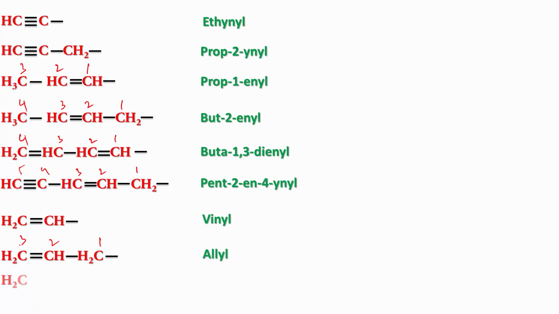What would you call this one? You would call it 1, 2. So you would say 1-methylethenyl, also known as isoprenyl. You can also call it 1-methylethenyl, or you can also call it isopropenyl.